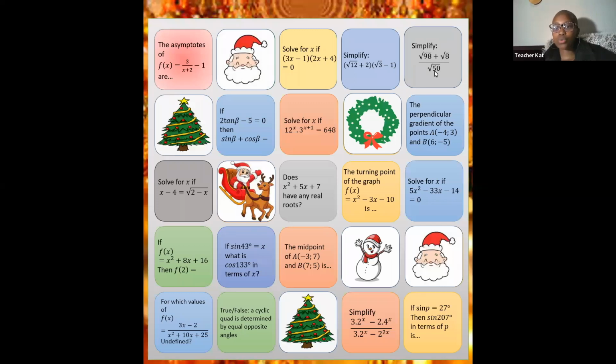Then we go to the bottom. 25 times 2 will give us 50. So the square root of 25 is 5, which is why you'll be left at the bottom with 5 root 2. Now let's talk about the top. If I said to you, I have 7x plus 2x, what were you going to do? What would 7x plus 2x be?